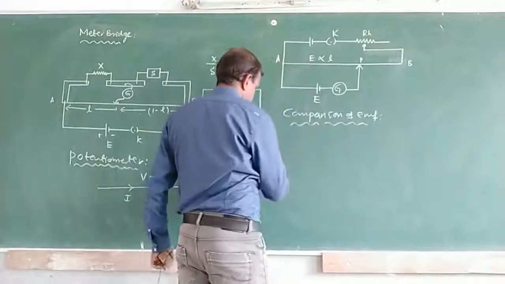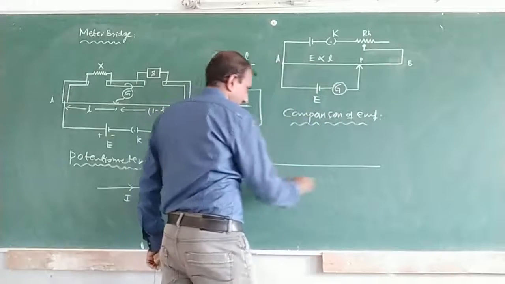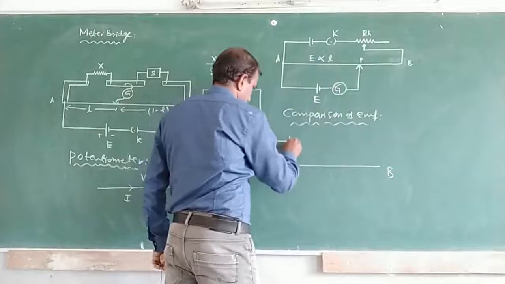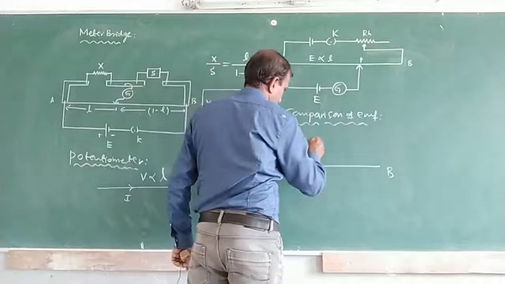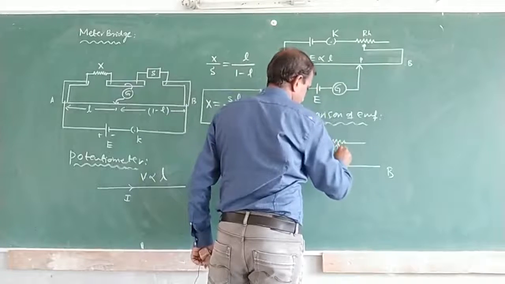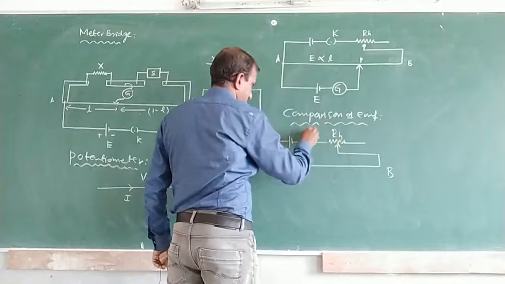Let us consider a potentiometer. This is the wire of the potentiometer. This is the driving circuit. Above the wire, this is the rheostat. This is the rheostat. This is plug key K1.